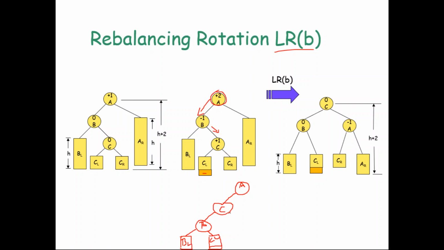The right child of C is CR. There is no change in that. The right subtree of C is CR, so that will be the same as it is. This is the left subtree of C, which has now become the right subtree of B. And to the right of A, you have as usual the right subtree of A, AR. So now we have performed one rotation.